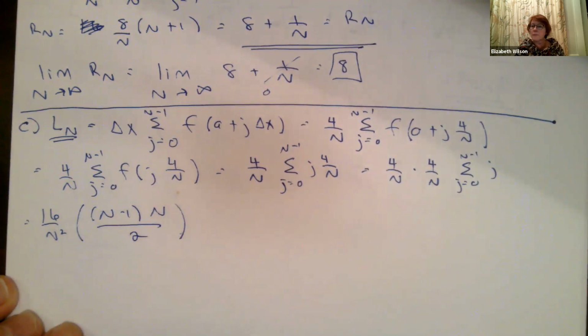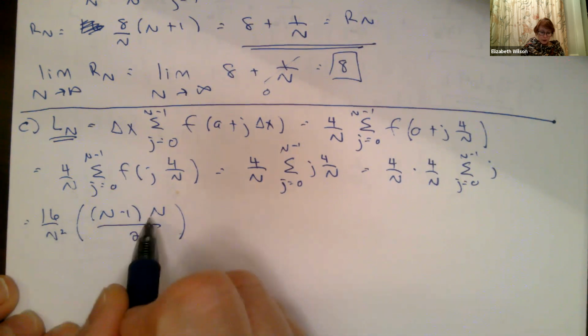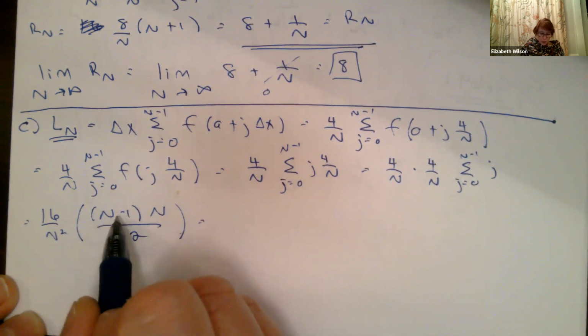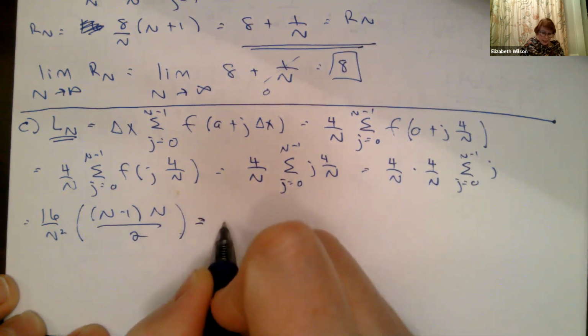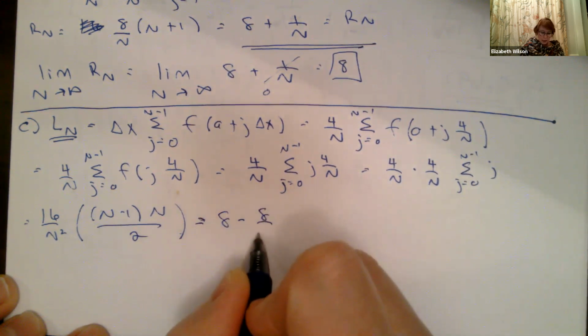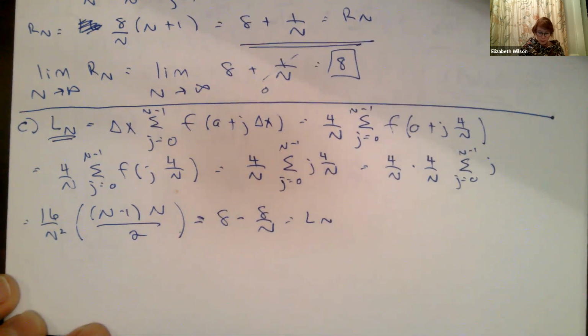all over 2. Okay, when I cancel the 2 and divide by the n's, and then I distribute, I've got an n minus 1 here, right? When I distribute that, I'm going to get 8 minus 8 over n. Okay, so this is my L sub n formula here.